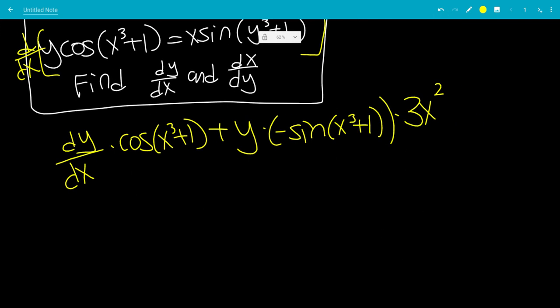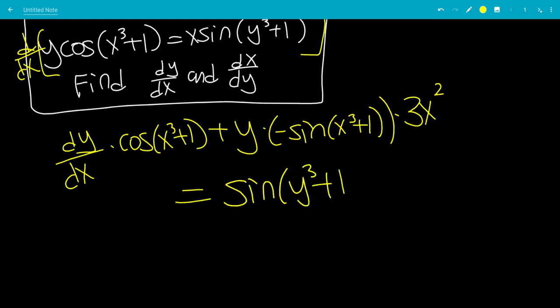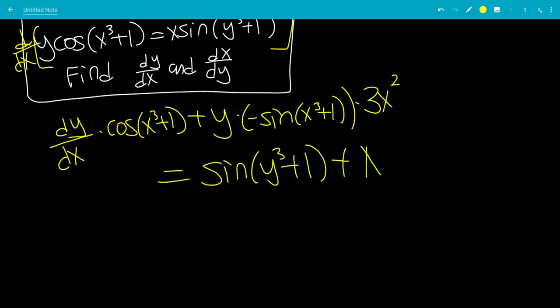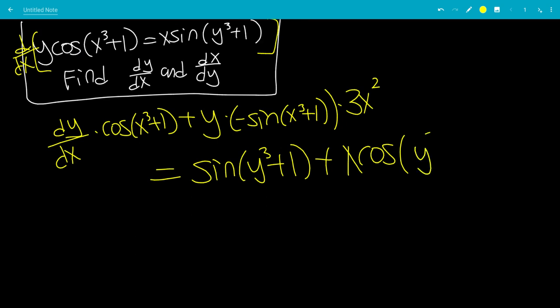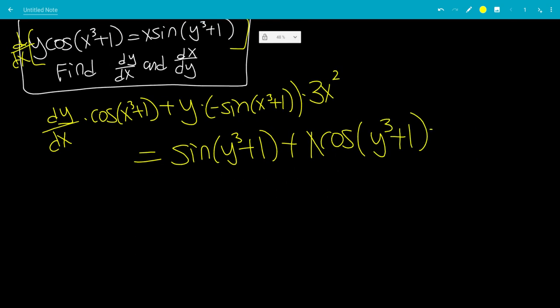Okay, good. Now this is equal to the right-hand side, which we also take the derivative of with respect to x. So we do the derivative of x, which is 1, times sine of (y cubed plus 1), plus x times the derivative of sine of (y cubed plus 1). The derivative of sine is cosine, and then we leave the inside the same. Then we multiply by the derivative of the inside with respect to x, which will be 3y squared times dy/dx. So 3y squared times dy/dx.